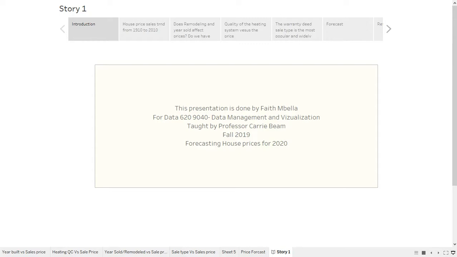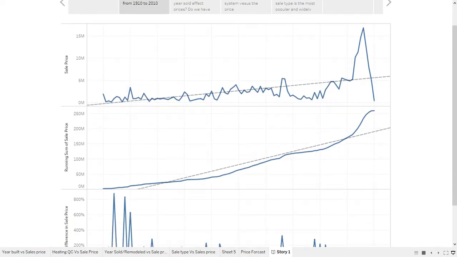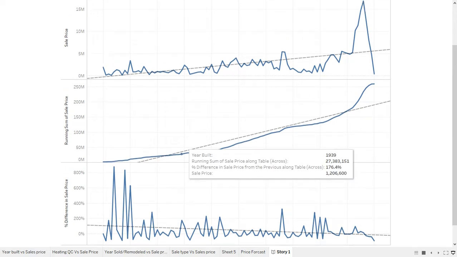Here we're going to be forecasting house prices for 2020. We have data that spans from 1910 to 2010, with a time interval of 10 years: 1910, 1920, 30, 40, up to 2010.